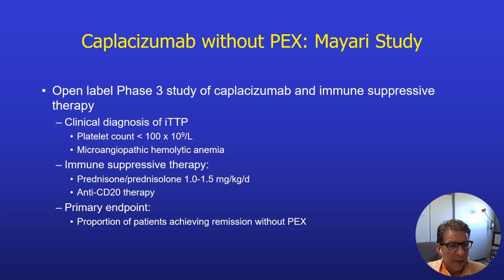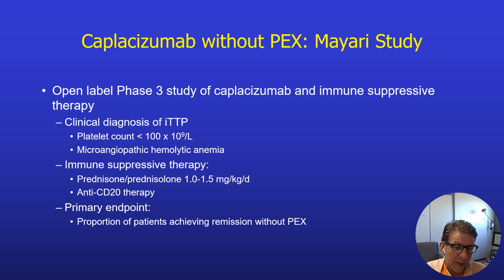They received immune suppressive therapy with prednisone and rituximab anti-CD20 therapy. And the primary endpoint was the proportion of patients that were able to achieve a remission of TTP without the need for plasma exchange.